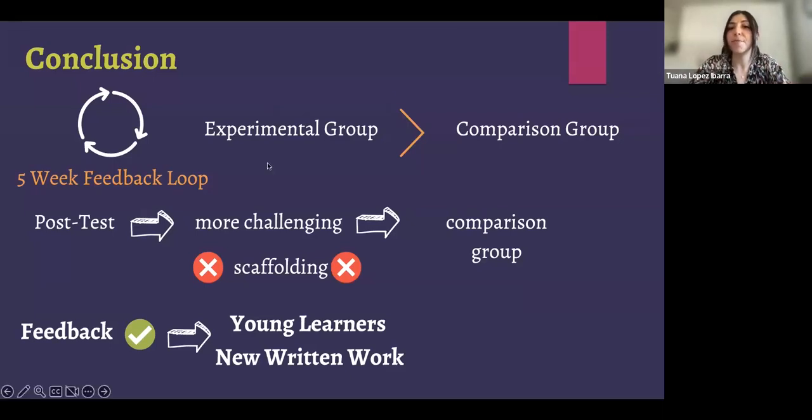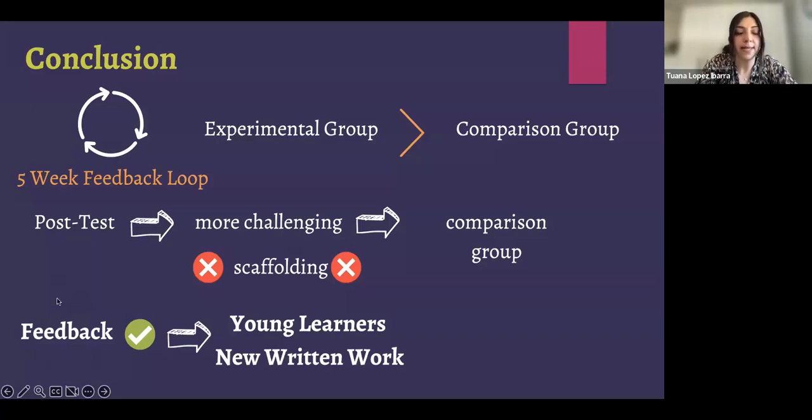And we saw that the experimental group received higher scores than the control group. We saw also that this post-test was probably more challenging for the learners, that the comparison group needed scaffolding, needed help probably from outside. And without this scaffolding, without this help, it wasn't possible for them to even remain the same. So probably because of this lack of scaffolding that we didn't provide them, they even decreased their scores in the post-test.